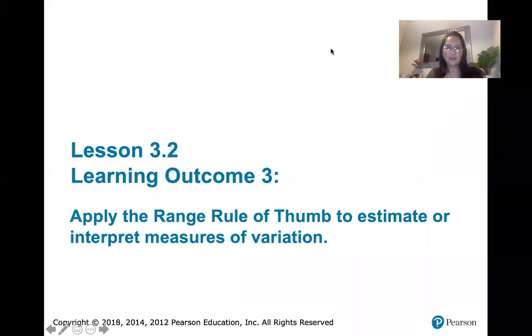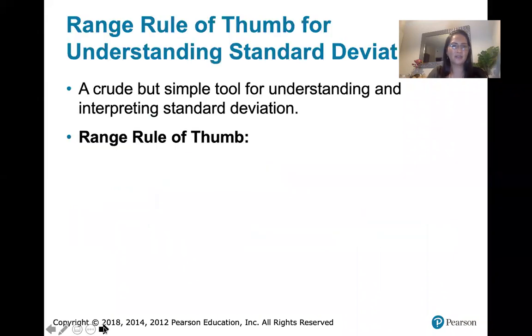This video is about learning outcome number 3, which is all about applying the range rule of thumb to estimate and interpret measures of variation. The range rule of thumb is a crude but simple tool for understanding and interpreting standard deviation.